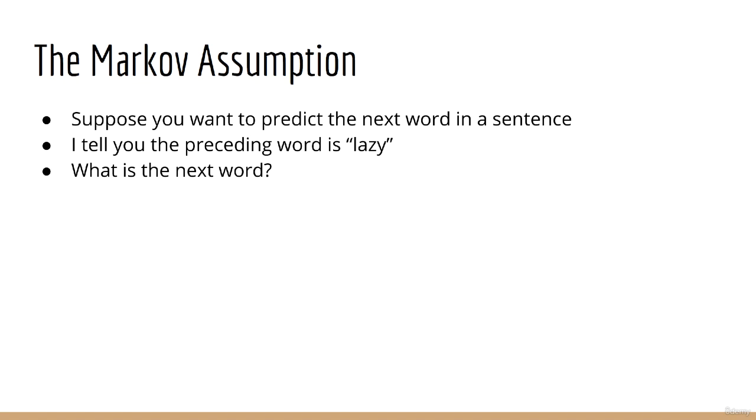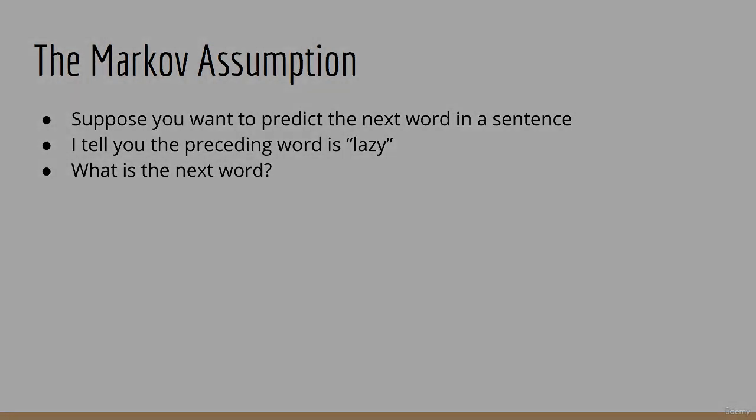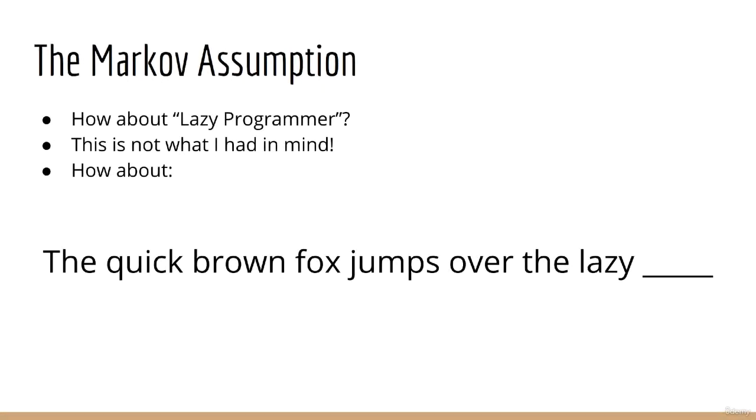Here's another example of the Markov assumption. Suppose I want to predict the next word of a sentence. I tell you that the previous word in the sentence is lazy. The Markov assumption is that the next word only depends on the previous word. Therefore, if the Markov assumption is true, then you should be able to predict the next word in my sentence. Of course, things are not so easy. You might think, because you are taking a course by the lazy programmer, that the next word in the sentence is programmer. But in fact, that's not what I had in mind.